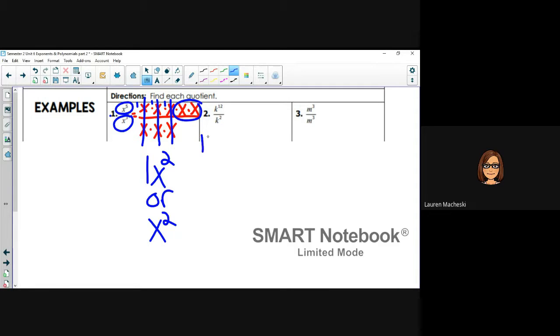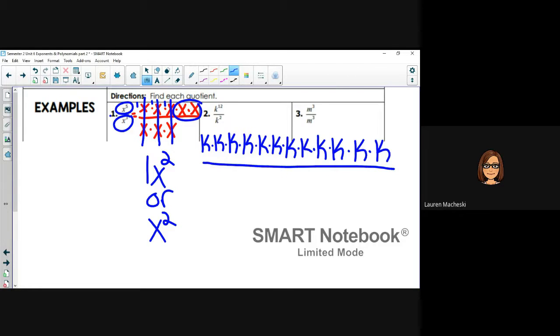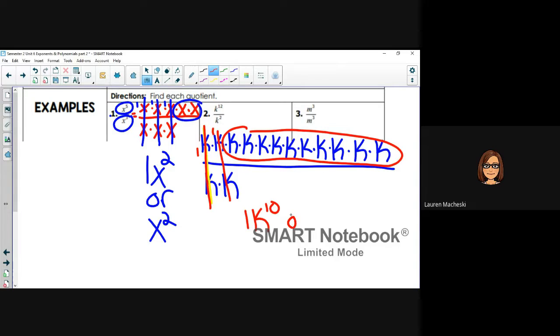K to the 12 means I have 12 k's. 1, 2, 3, 4, 5, 6, 7, 8, 9, 10, 11, 12. Divided by k squared means I have 2 k's. All right. Anything divided by itself is 1. Anything divided by itself is 1. 1 times 1 is 1. How many k's am I left with in the numerator? Looks to me like I am left with 10 k's. So 1 k to the 10th, or you could just leave it as k to the 10th.